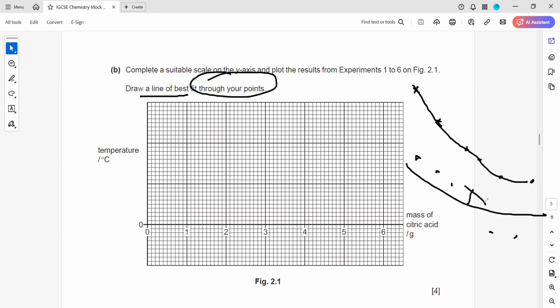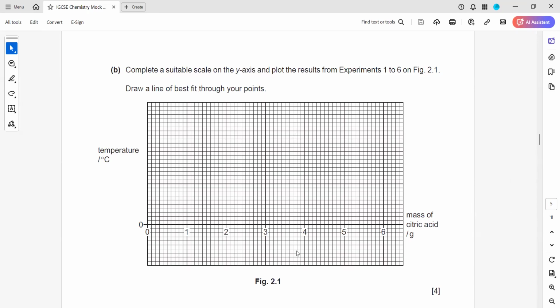No, that is wrong. Because in the question, line of best fit is there, and that is through your points. So you have to join all these points. Okay. Is it clear, Ayan? So read the question. Everything is there in the question itself. It is listed.